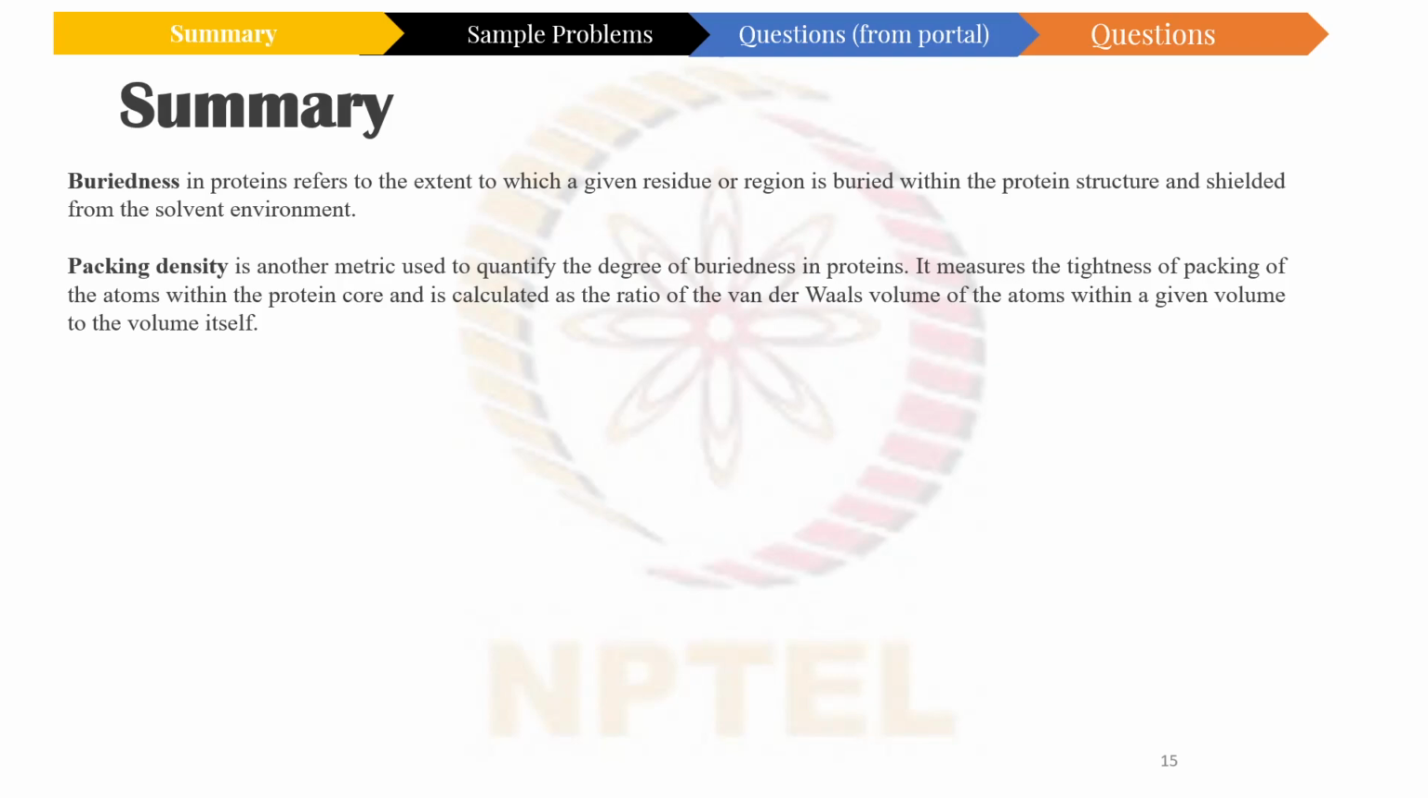So a high packing density value indicates a tightly packed protein core with less space for water molecules to occupy, while a low packing density value indicates a more loosely packed protein core with more space for water molecules to occupy. In summary, buriedness in a protein can be calculated using solvent accessible surface area or relative solvent accessible surface area. They can provide valuable insights into the structural and functional properties and can be used to predict stability.